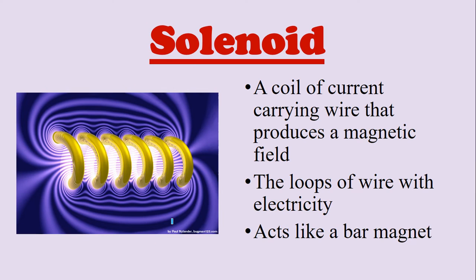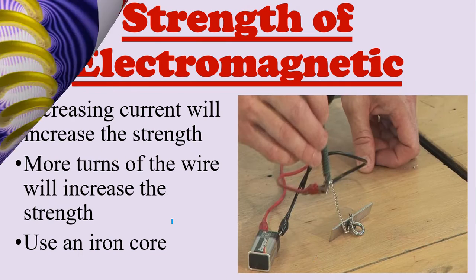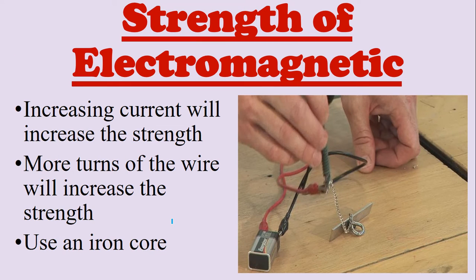A solenoid, like I talked about, is a coil of current-carrying wire that produces magnetic fields. It acts like a bar magnet, so it has a north and a south pole. Now, the strength of an electromagnet: there are a couple of things that factor into how strong it is. Increasing the current will increase the strength. More turns of the wire increases the strength of the electromagnet, and making sure you use an iron core will increase the strength.